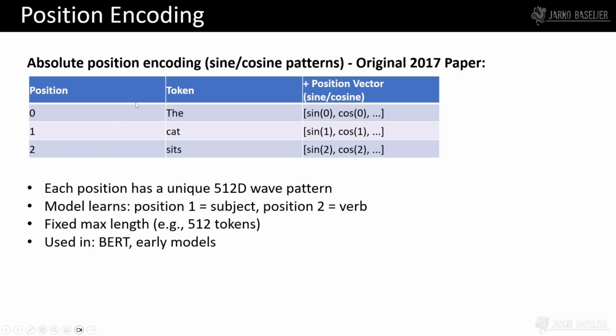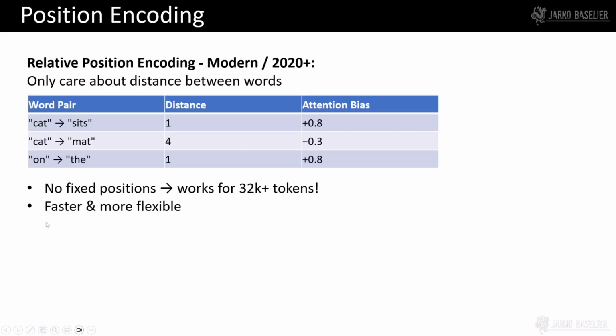This is still being used in a lot of places, but this is the better way, the relative position encoding. And now we only care about the distance between words. So between cat and sits, there is a distance of 1. So this holds some relation, and it gets an attention bias of 0.8. The cat and mat are far away from each other, which gets a distance of 4. There are 4 words in between. The cat sits on the mat, so mat is the 4th word after cat. And it gets a lower attention bias of 0.3.